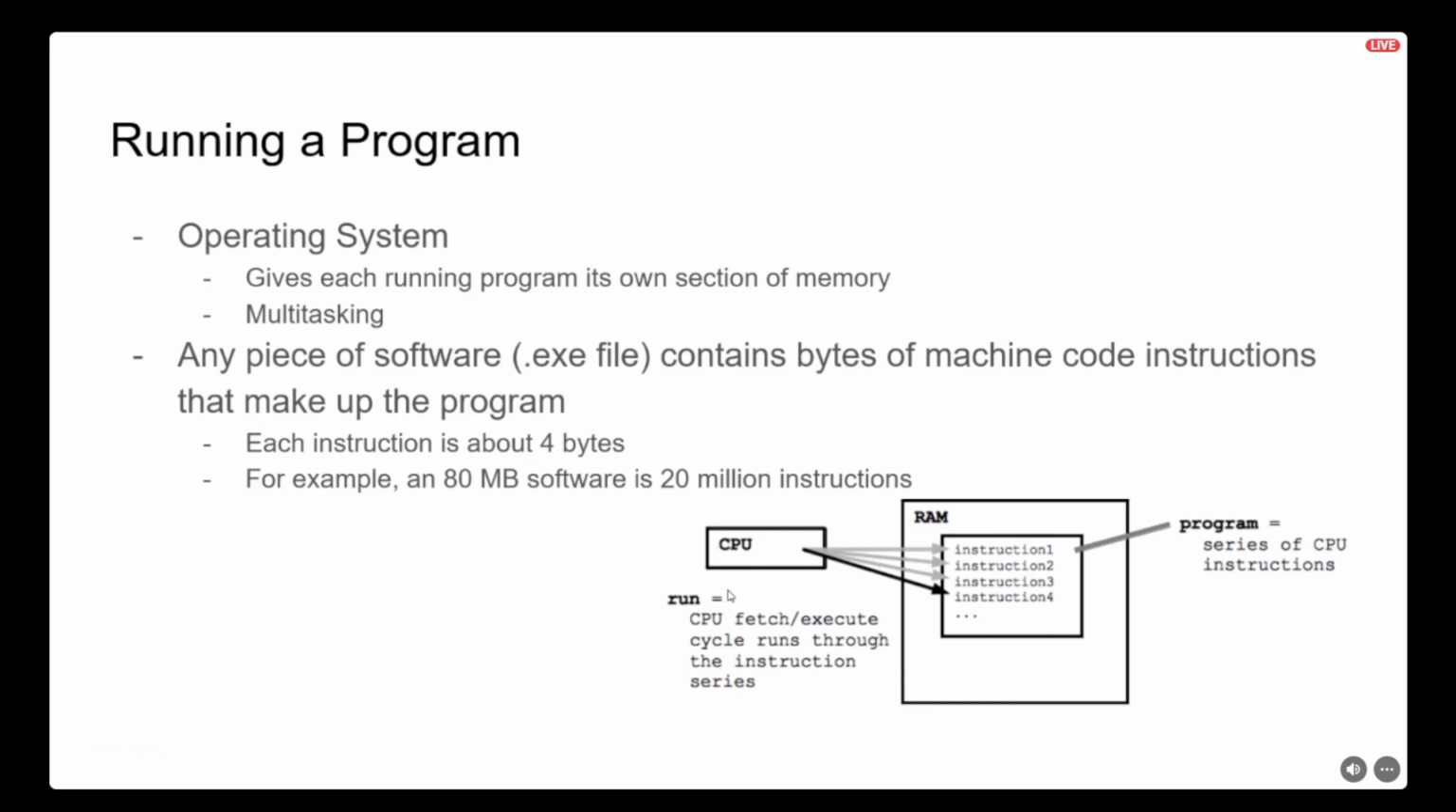So here's just an example of how a fetch execute cycle happens. The CPU is going to access the instructions in RAM, which is then going to become the program of CPU instructions.